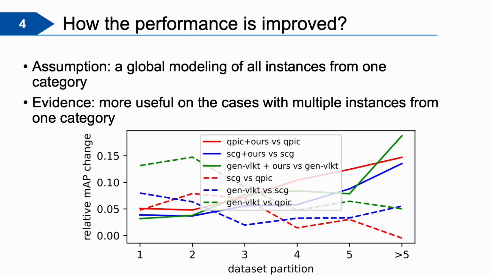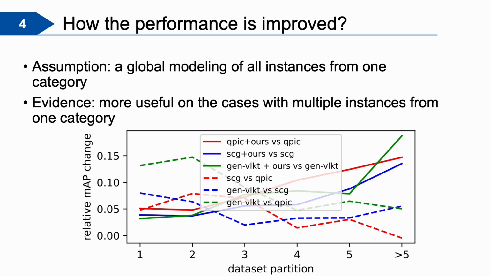So how is the performance improved? Our assumption is that the proposed category query is a global modeling of all instances from one category on the image, so it may be more helpful on images with more instances. We partition the images according to the number of instances for one category, from 1 to more than 5.